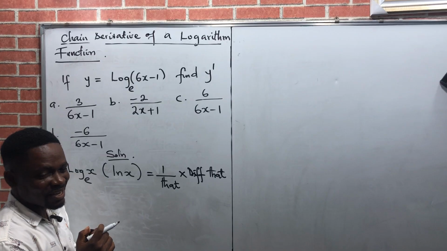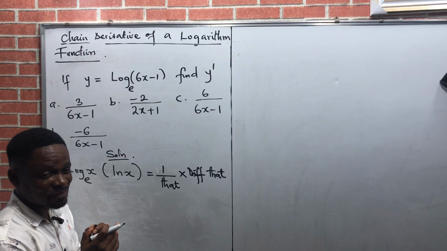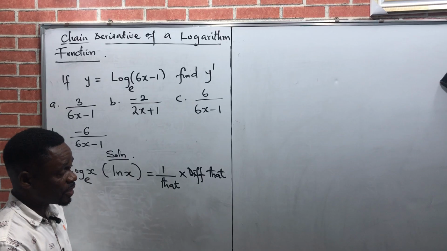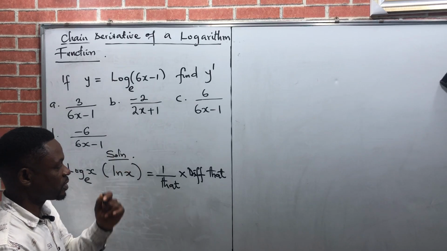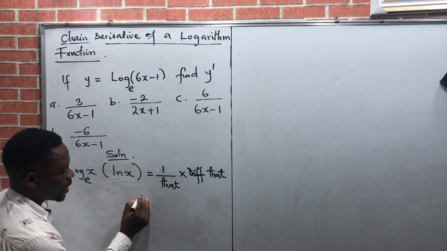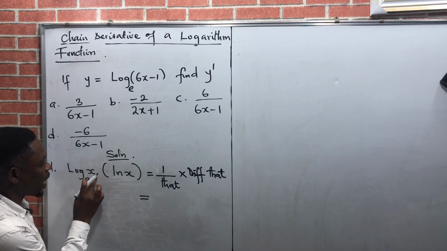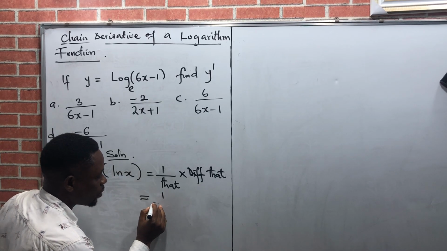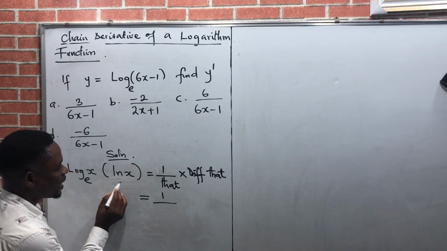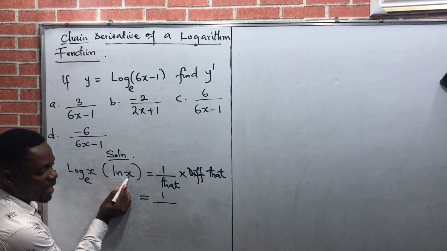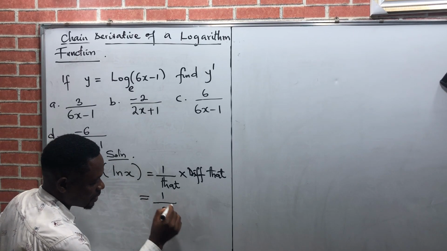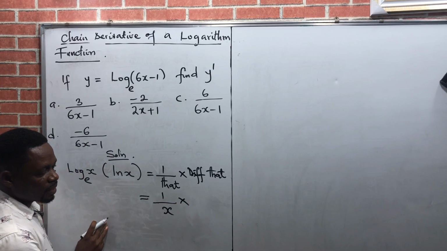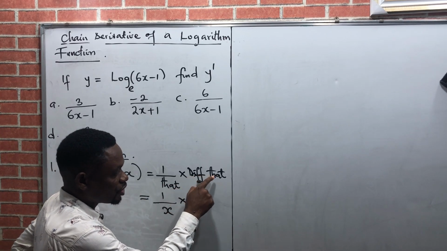So let's do it now. This is just a shortcut. We also have the chain rule by which we can solve this particular problem, which I will still solve. Now, how do we differentiate log x or ln x? It is 1 over that, which is x. Are you with me now? The next thing is to multiply, then differentiate that.